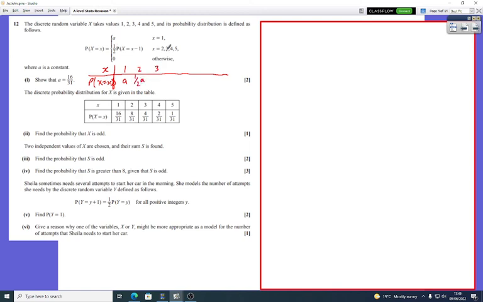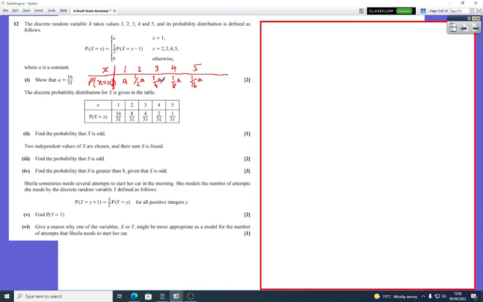When x is 3, 3 take away 1 is 2. The probability when x is 2 was half a, so we halve it further, which gives me 1/4 a. And x is 4. Again, 4 take away 1 is 3. The probability when x was 3 is 1/4, half that is 1/8 of a. And then the last one, 5. 5 take away 1 is 4. The probability of x is 4 is 1/8 of a, so we halve that further, it's going to equal 1/16 of a. Now, that's your probability distribution at the moment.